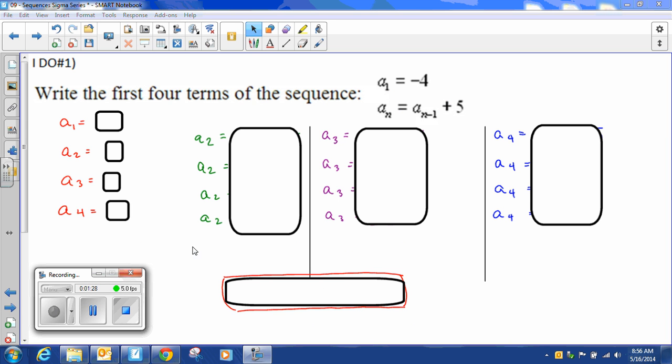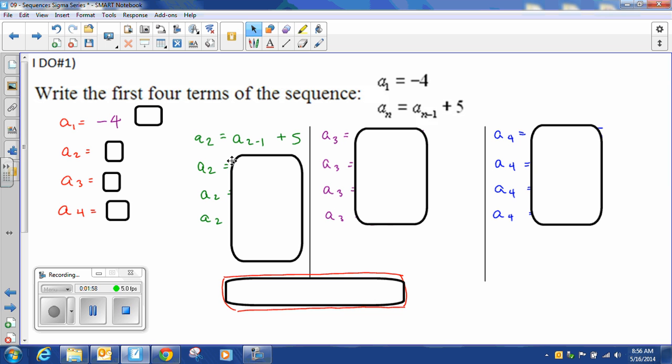Example 1. Write the first 4 terms of the sequence. A sub 1 is negative 4, and the recursive formula is a sub n equals a sub n minus 1, the previous term, plus 5. So, if the first term is negative 4, which they gave us, we need to find the first 4 terms of the sequence.